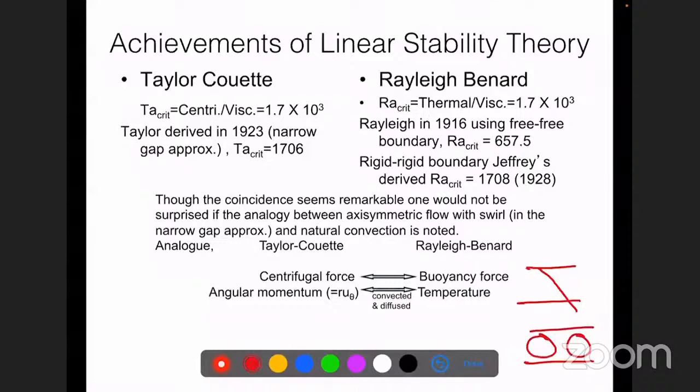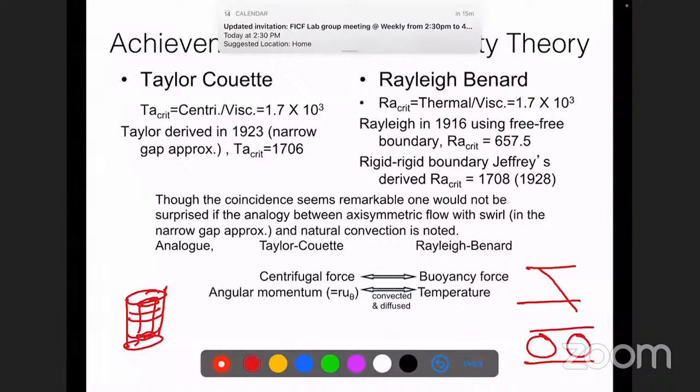Similarly, in the Taylor-Couette problem, you have an initial homogeneous profile where the velocity is just azimuthal and it's the same everywhere. But then gradually you start seeing bands which start to form. And the numbers being close to each other is not really very surprising if you understand the analogy between rotation and buoyancy. What role centrifugal force actually plays is analogous to what buoyancy force plays. And this kind of an analogy has been exploited a lot in different settings.